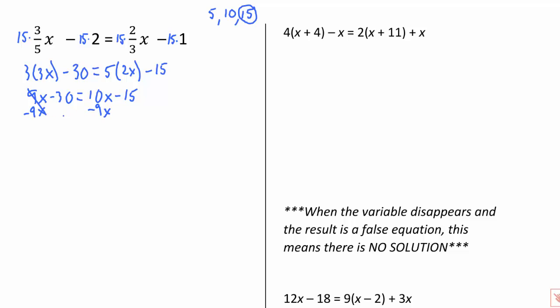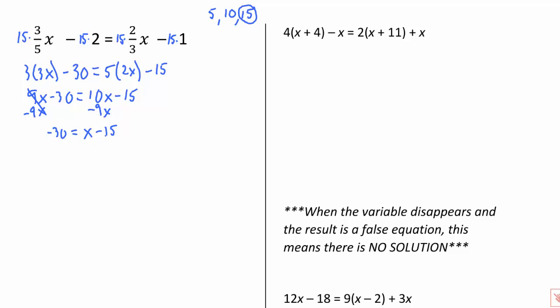So the 9x goes away. So I'm left with negative 30 is equal to 10 minus 1, which is just 1, so that's 1x, or just x, minus 15. Now, let me say something. If you write the 1, it's not incorrect. But there's a problem here. We don't ever write the 1. It's an understood one. You'll never really see me do it, so I'm asking you, please don't do it yourself.